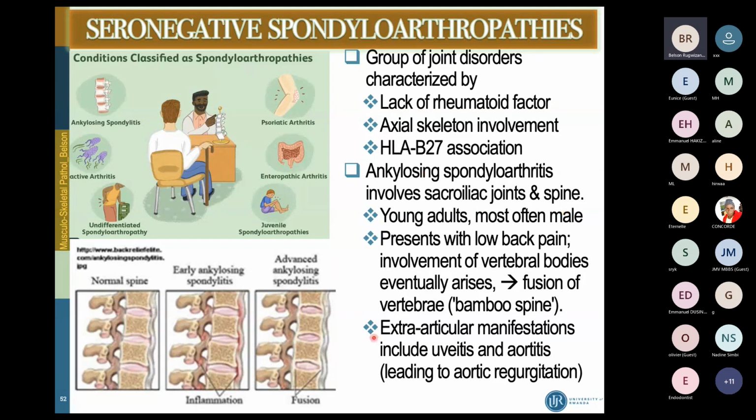So here there is a diagram. It is showing a normal spine. So here we have the same spine, but with inflammation. Of course, inflammation, we cannot see it on the X-rays. And there is advanced ankylosing spondylitis.